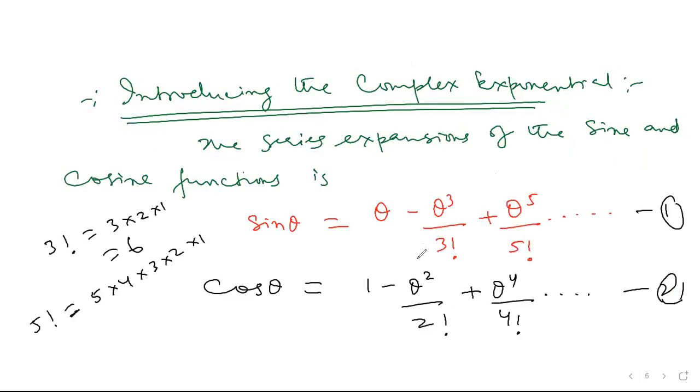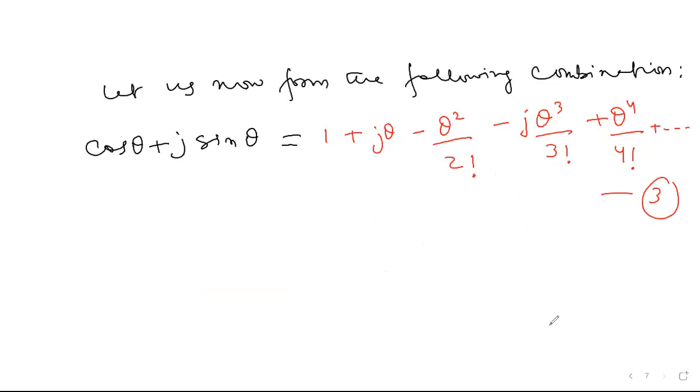We have simply used this. We have written cos theta in series expansion. Then we have added to that j times sine theta. The result is this. You can check it. Since, as you know, -1 is equal to j square, we can express -1 as j square.